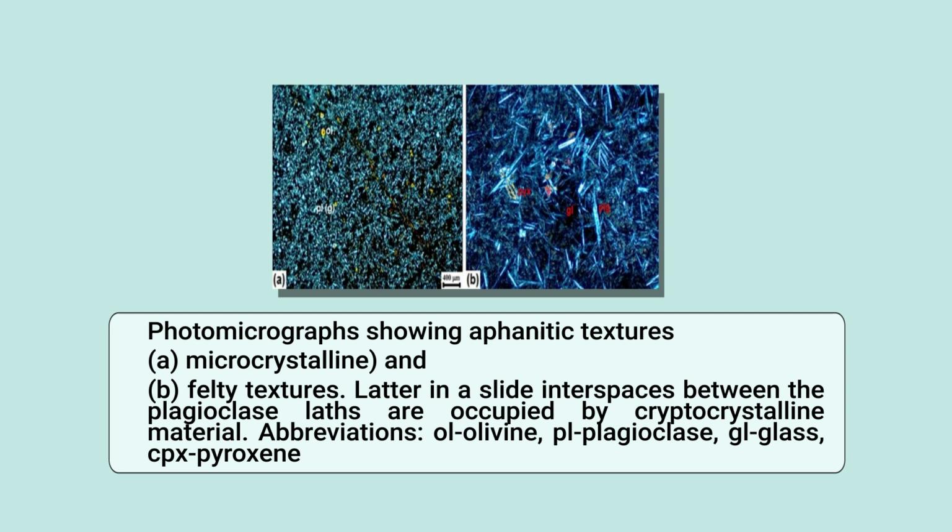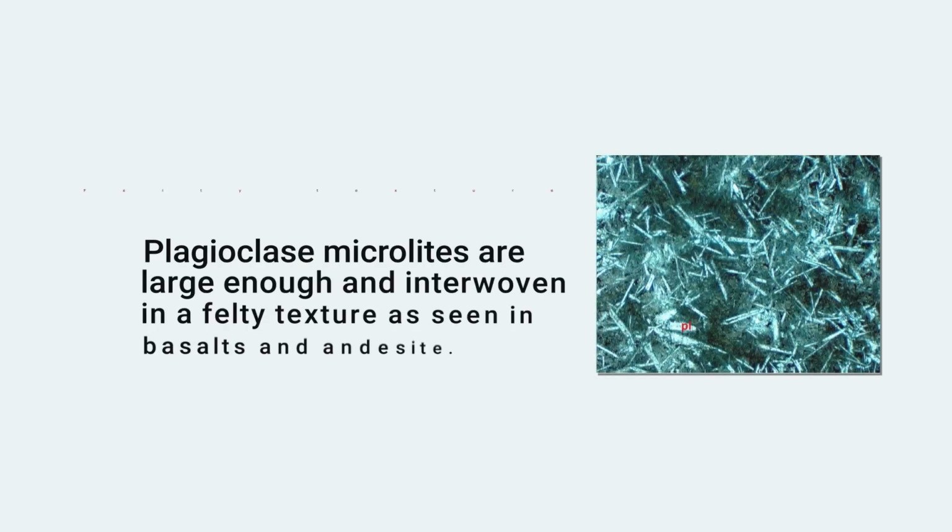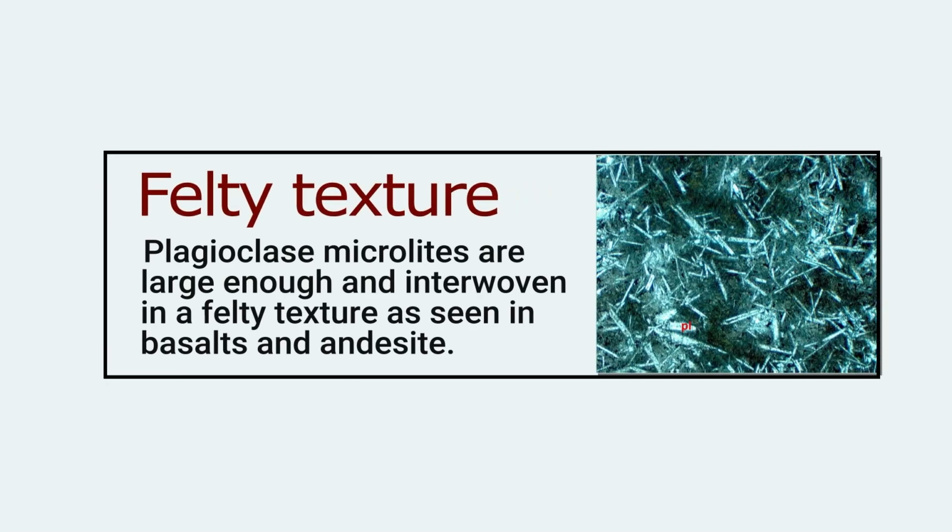In a later slide, interspaces between the plagioclase laths are occupied by cryptocrystalline material, such as olivine, plagioclase, glass and clinopyroxene. Aphyric texture is shown in this slide, where the entire section consists of microcrystallites but no phenocryst. Now felty texture: plagioclase microlites are large enough and interwoven in a felty texture, as seen in basalts and andesites.